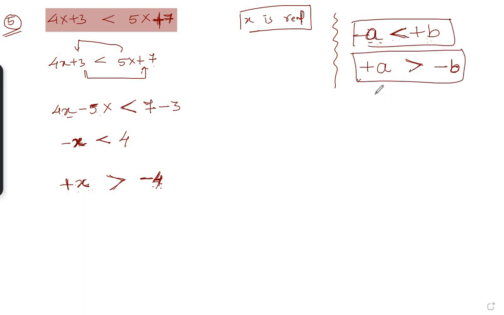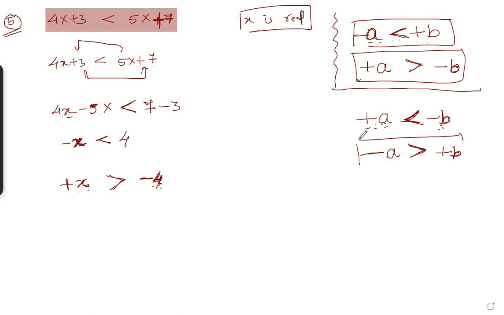Similarly, if you have plus a is less than minus b, and for some reason you wanted minus a and plus b, both sides you are switching signs, plus is becoming minus, minus is becoming plus. So what will happen? This less than will become greater than. So that's how the inequality changes. So here that's what I did. Minus became plus and plus became minus. Correct? So this is my answer.